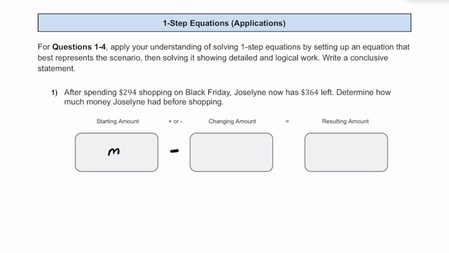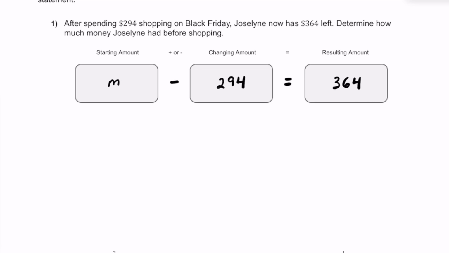Now, how much was spent shopping? Well, it says over here that $294 was spent, so that must mean that we are subtracting $294. She's losing this money, but she's gaining some clothes, right? Or whatever else she might have bought. It does say that Jocelyn has $364 left after shopping, so $364 is what Jocelyn has after shopping. So this would be our one-step equation setup. We don't know how much Jocelyn had before shopping just yet, but we subtract 294. That makes sense because when you shop, you spend money, and we are left with $364 after shopping.